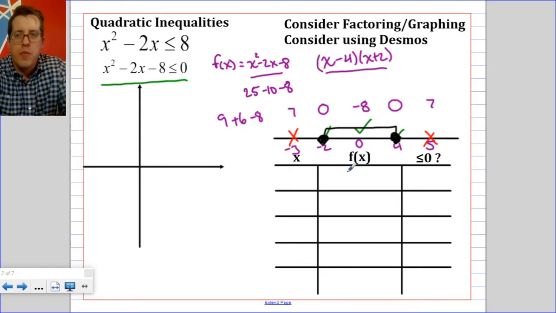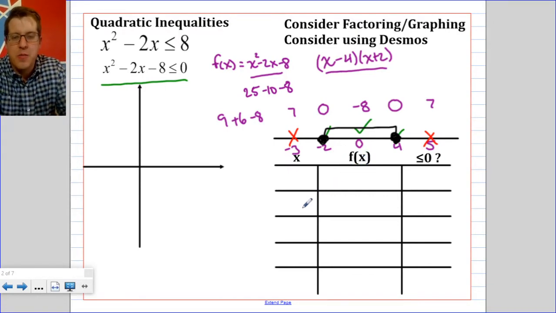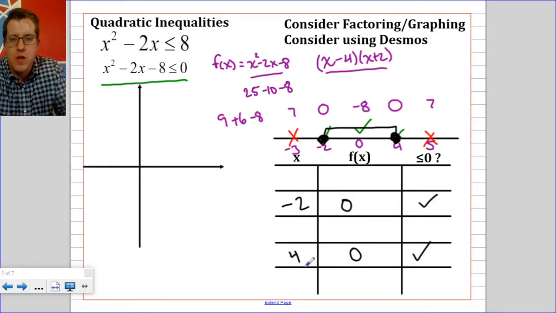Now in the future, you probably won't use that number line approach. You'll probably make a table. So for example, you'd first find your zeros. When you plug in -2, you get 0, and that does make the inequality true. When you plug in 4, you get 0, and that does make the inequality true. And then you would pick these values in between. When you plug in 0, that gives you -8, and that makes the inequality true. When you plug in -3, you get 7, and that does not make the inequality true. And the same thing for 5.